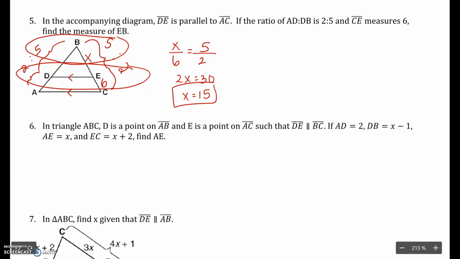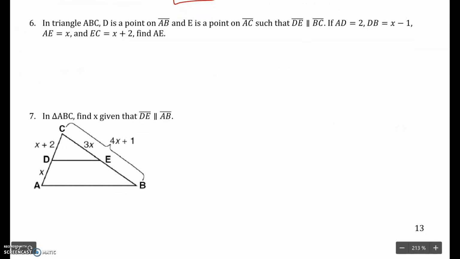Okay. Number 6, we have to draw our own picture. So the triangle is ABC. Remember that it doesn't matter how you start it, just make sure to label everything the way they say. So if I'm doing ABC like this, it says E is a point on AC and D is a point on AB. So DE and BC end up parallel.